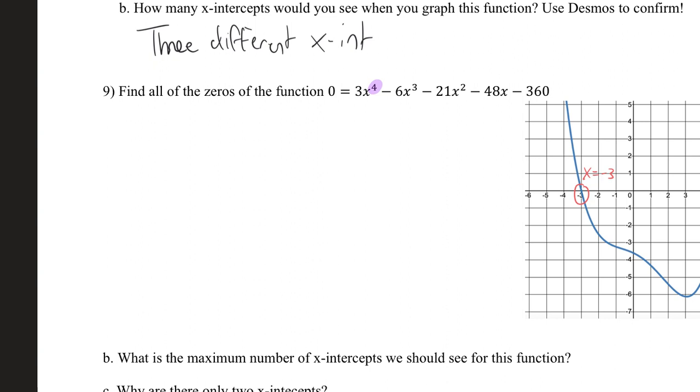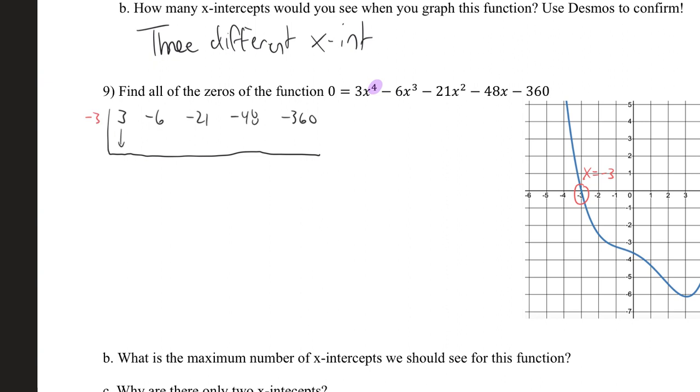So let's then check for gaps. 4, 3, 2, 1, 0. No gaps. So we got 3, negative 6, negative 21, negative 48, negative 360. Doesn't matter which one you do first. Let's grab the negative 3 first. That is the value I want.